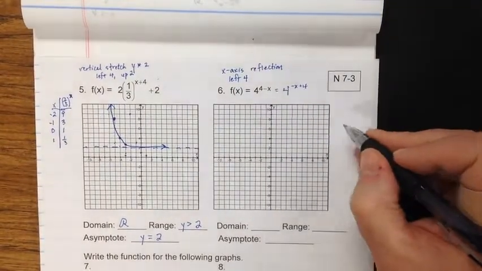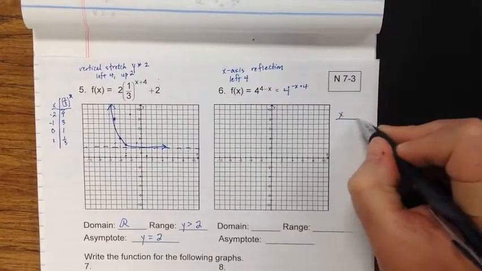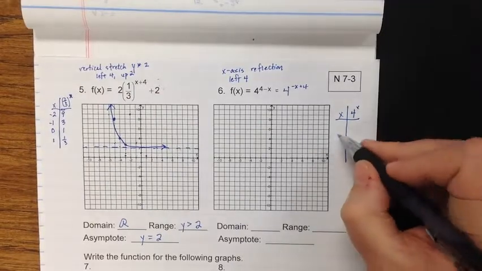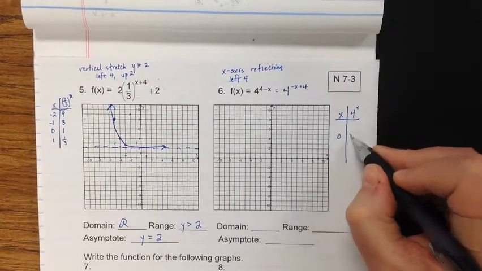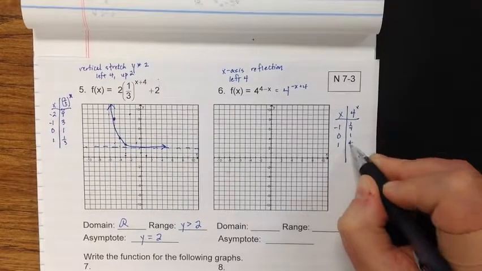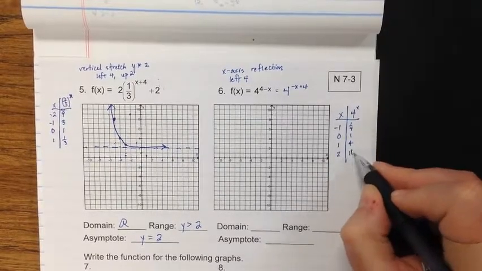Let's make ourselves a table here. x, 4 to the x power. So 0, 1; negative 1 is going to give me 1/4. If I put 2, I'm already off the graph with 16.